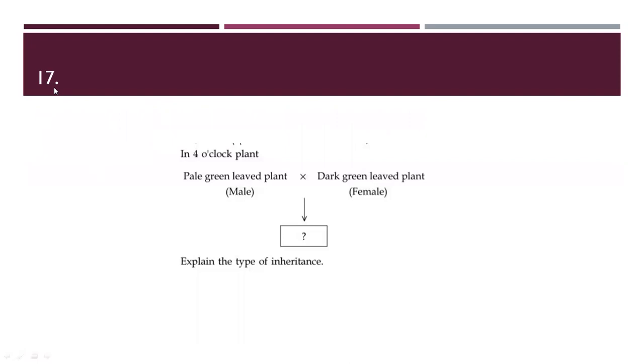Question number 17 for you. In 4 o'clock plant, a male plant with pale green leaves is crossed with a female plant having dark green leaves. Name the plant type formed in the F1 generation and explain the type of inheritance in this cross.